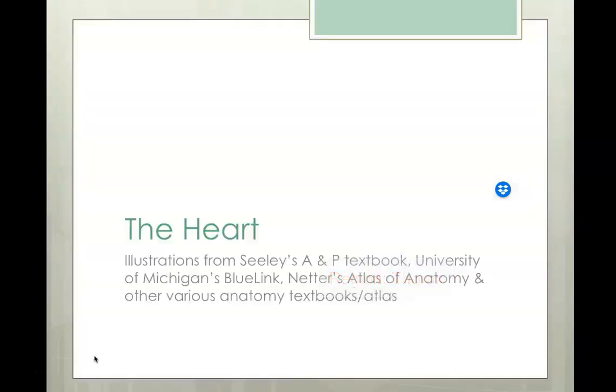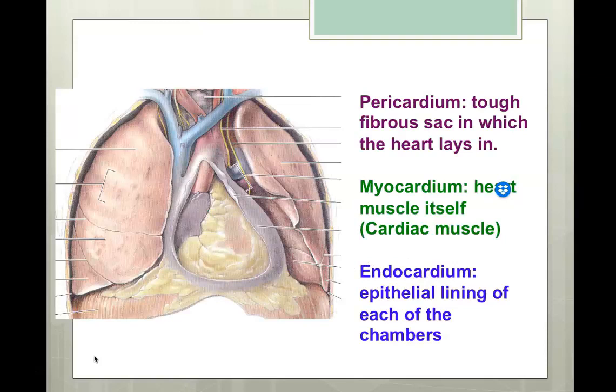We'll begin with the heart, and you'll see various illustrations from your Seeley's Anatomy and Physiology textbook. We've also taken some cadaveric images from University of Michigan's Blue Link and Netter's Atlas of Anatomy, and also some other various anatomy textbooks and atlases. So we'll begin by talking about some of the layers of the heart.